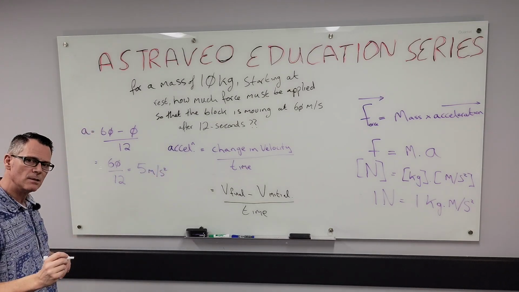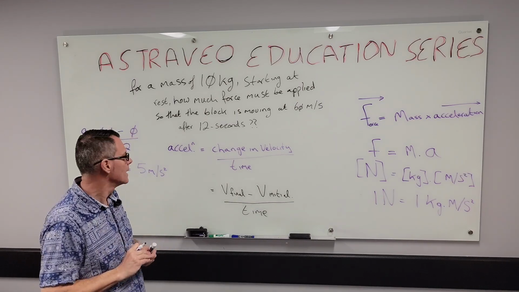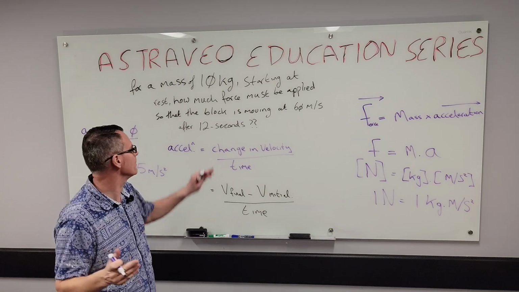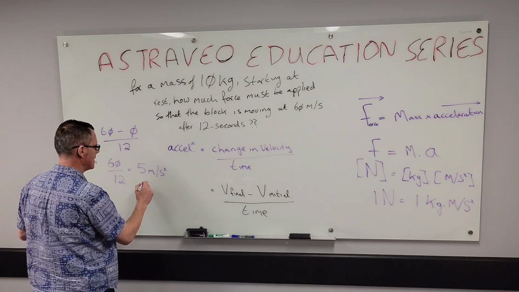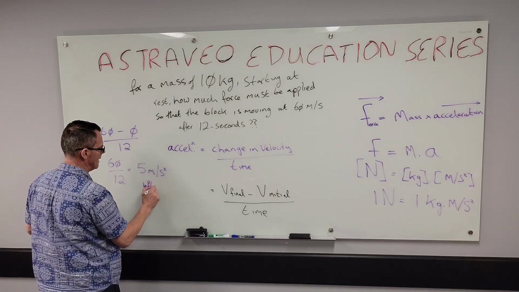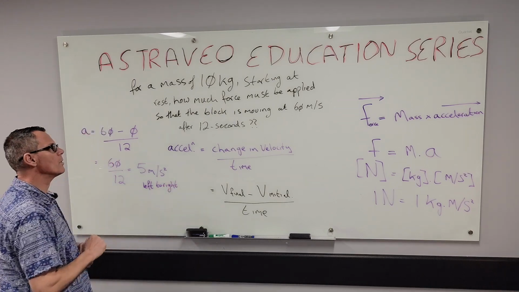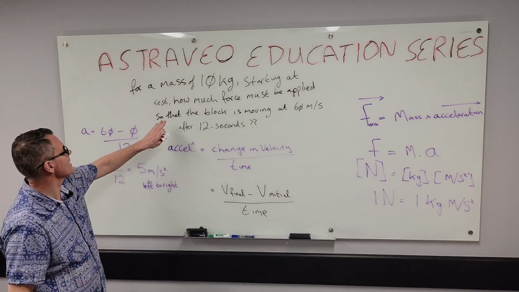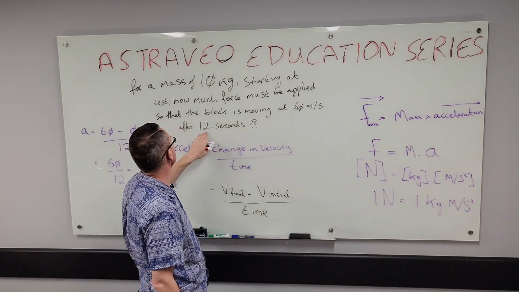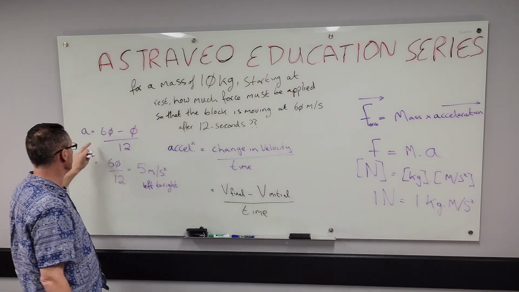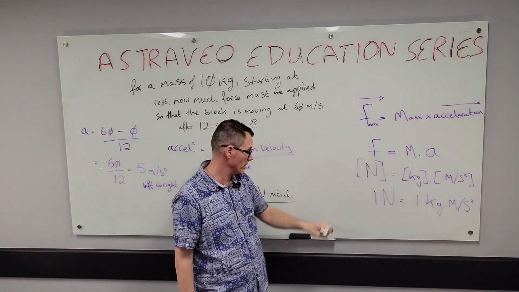Now, is that our answer? Not quite, because again, if you remember, this is a scalar. We need a direction. We're going to have to assume a direction because we haven't been given a direction in the question. I'm just going to say left to right. Left to right. So now it's a vector. So what force do we need? The question says, how much force must be applied so the block is moving at this speed at 12 seconds, having started from rest? Well, we now know the acceleration and we know the mass, so we should be able to work out the force really quite easily.